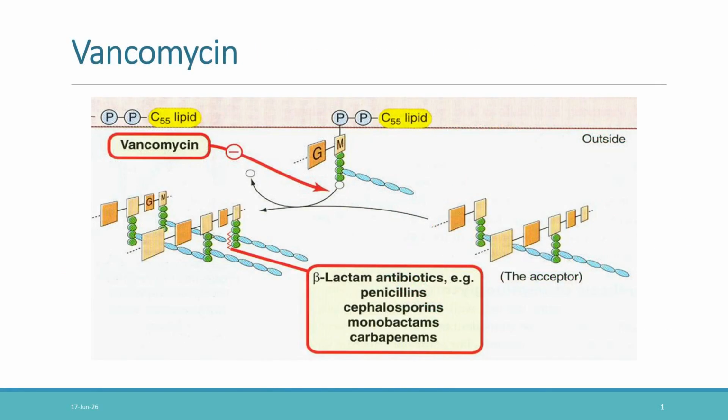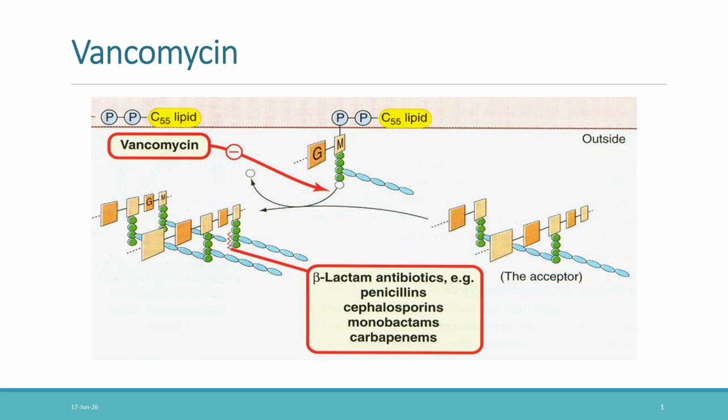Vancomycin belongs to the glycopeptide class of antibiotics and occupies a unique position among cell wall synthesis inhibitors. Unlike beta-lactams, which bind penicillin-binding proteins, vancomycin acts by binding directly to the D-alanine termini of peptidoglycan precursors. This prevents incorporation of these precursors into the growing cell wall and ultimately inhibits cell wall synthesis.